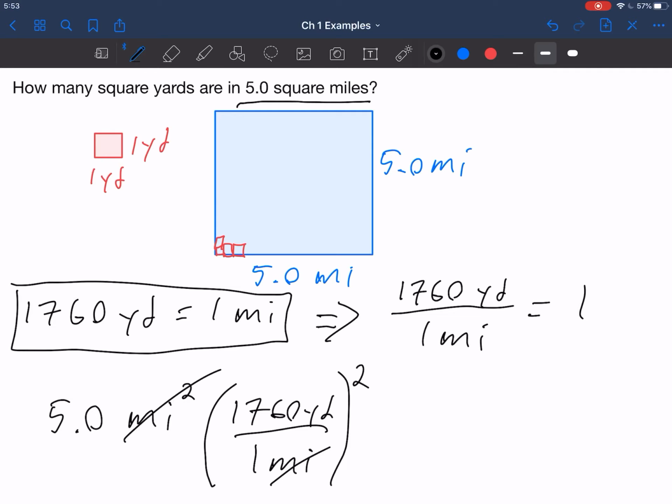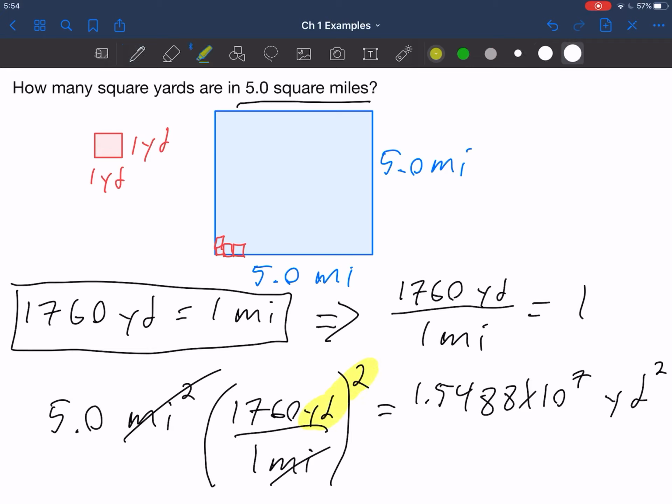Once I do this, I can just do the math. 5.0 times 1,760 squared, and I get 1.5488 times 10 to the 7th, and I end up with units of yards squared. That's all I'm left with. Let me highlight that here. I have yards squared. That's the only unit I have at the end of this problem. So that's what I want. I've converted my square miles into square yards.